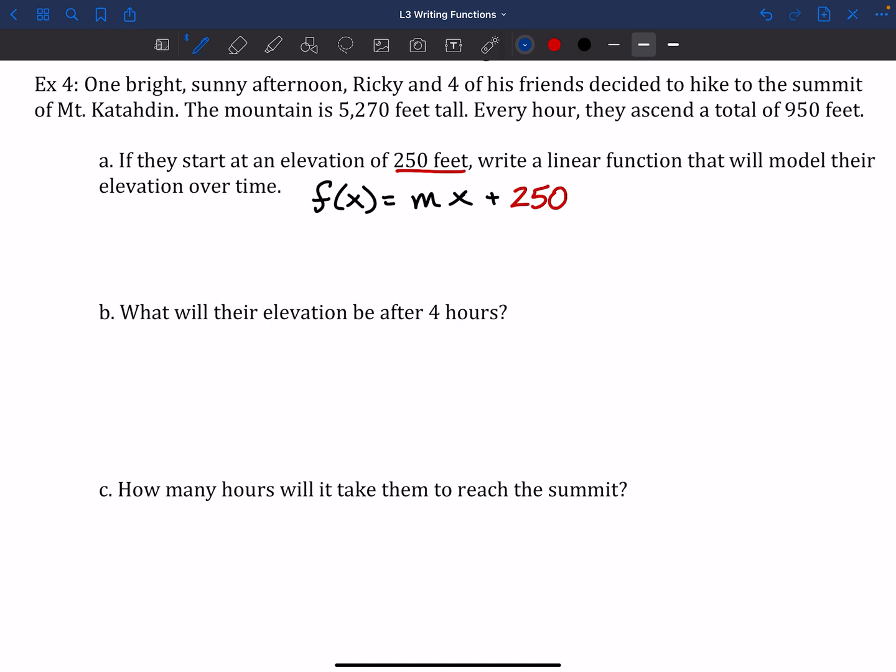That is your rate of change. That is telling you how fast your elevation is changing in this case. So my rate of change is 950, right? So that's our function right there. We have our starting point at 250. We know we're going up 950 per hour.